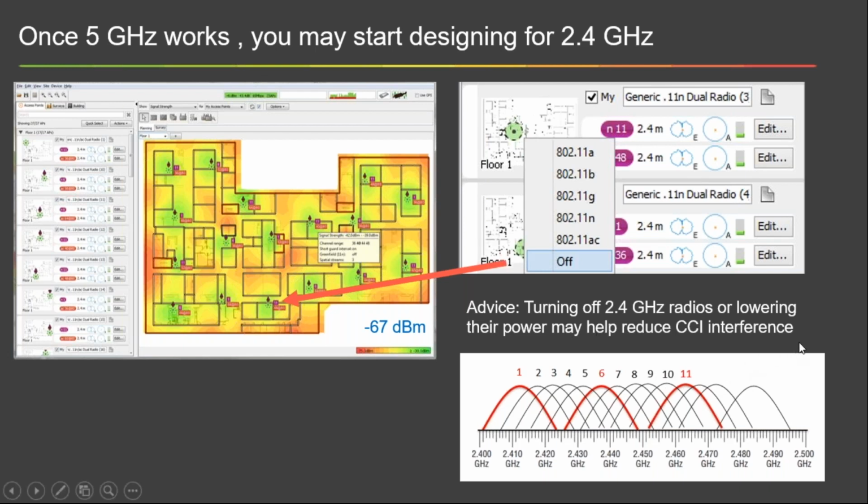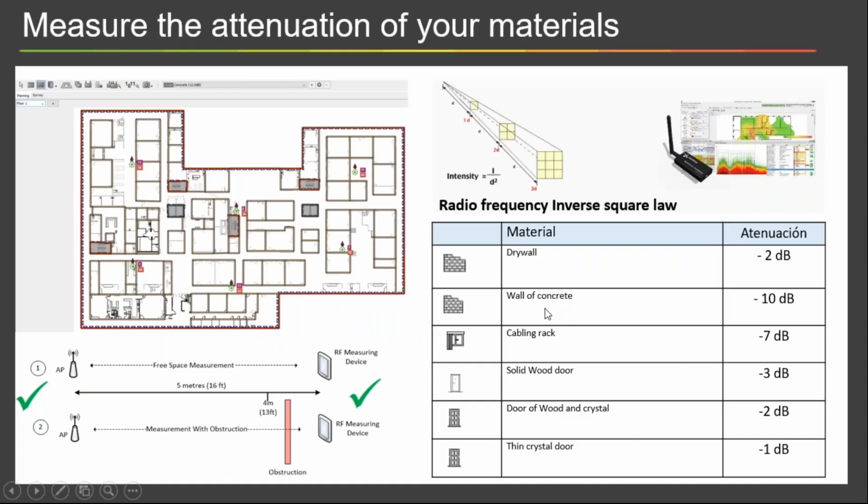Now, yes, once 5 gigahertz works, you can design for 2.4. But there are two things you have to keep in mind: ACI and CCI, co-channel interference and adjacent channel interference. Bear those in mind. Anyone can run a predictive survey in Ekahau and make it green, but is it really good? That's the other question. Yeah, totally. Well, moving on.